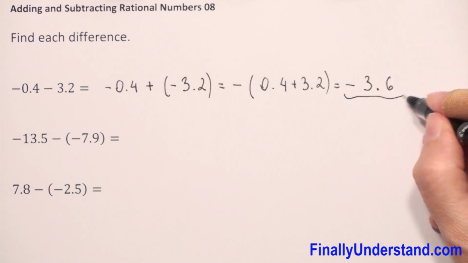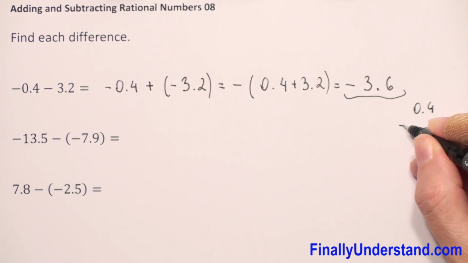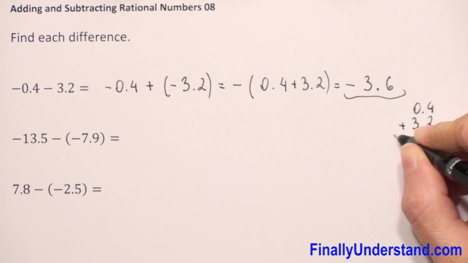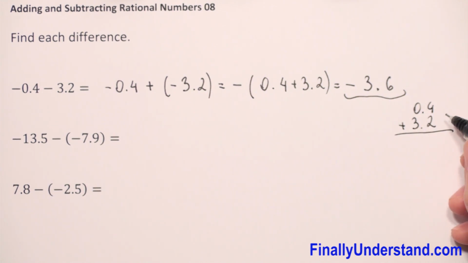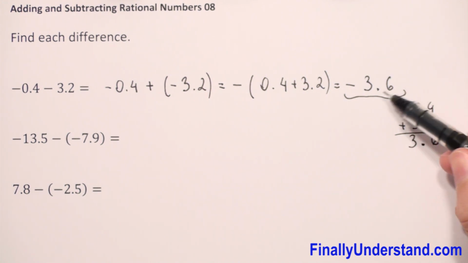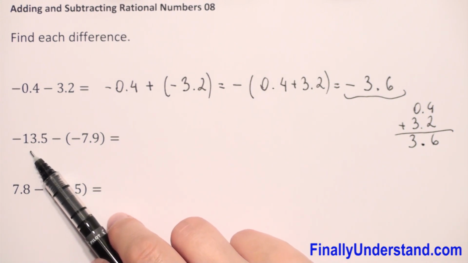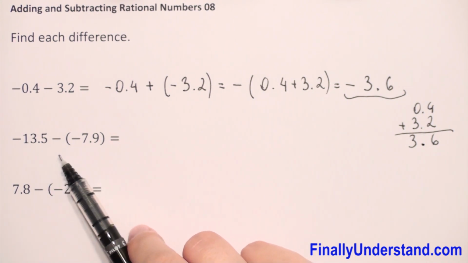Or you can rewrite this as 0.4 plus 3.2, and now maybe it will be easier to add these two decimal numbers. We add tens to tens, ones to ones, we copy the decimal point. So 4 plus 2 is 6, we copy the decimal point, 0 plus 3 is 3, so we got the same, 3.6. Next, we have subtraction.